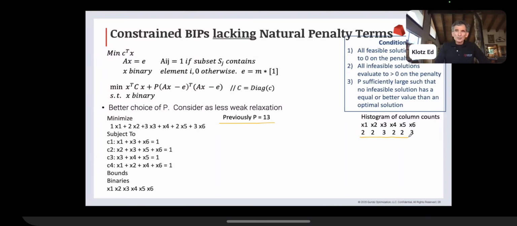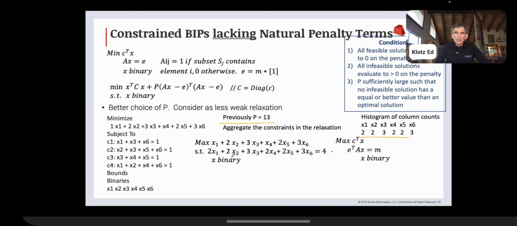We can look at the histogram of column counts. And when we do that, what we're really doing is aggregating the constraints, the 4 constraints in this problem. And we can use that aggregated constraint as a form of relaxation. Here then is the general form of what we would be doing, where again, E is a vector of all ones. And if we solve this tighter relaxation, what we find is the best objective is 4, so our penalty is now 5.